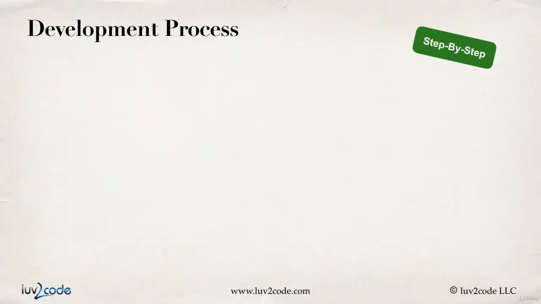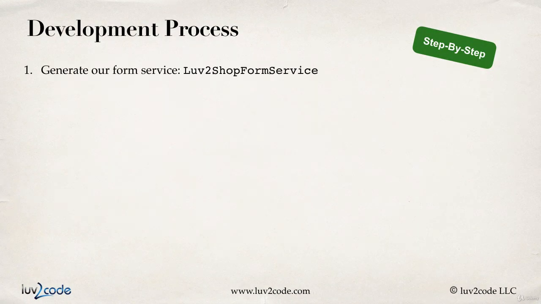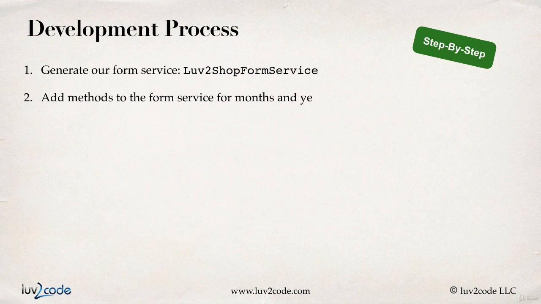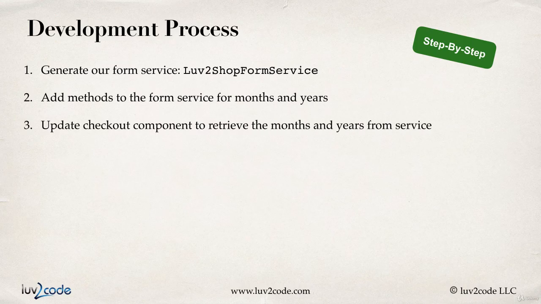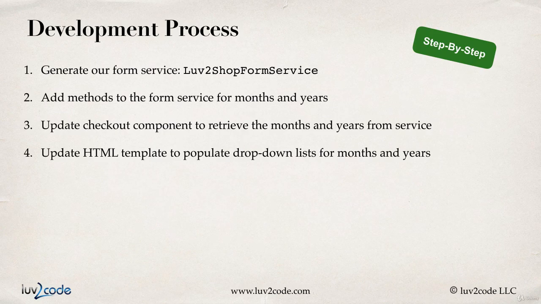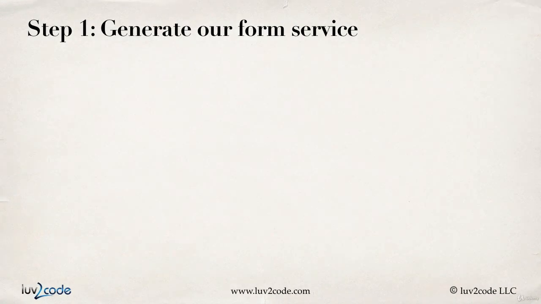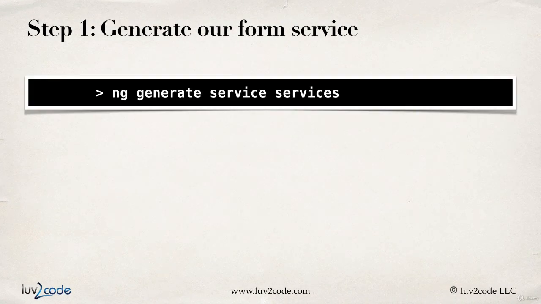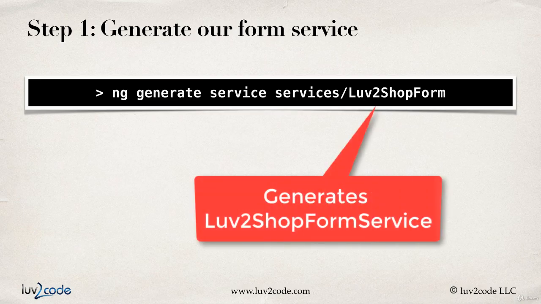Alrighty, so here's our development process. The first thing we'll do is generate our form service. Then we'll add methods to the form service for months and years. Next, we'll update the checkout component to retrieve the months and years from the service. And finally, we'll update the HTML template to populate the drop-down list for months and years. Alrighty, step one, generating our form service. Again, we simply use the ng generate command, service, and we give it services/luv2shop-form. This will generate our luv2shop-form service.